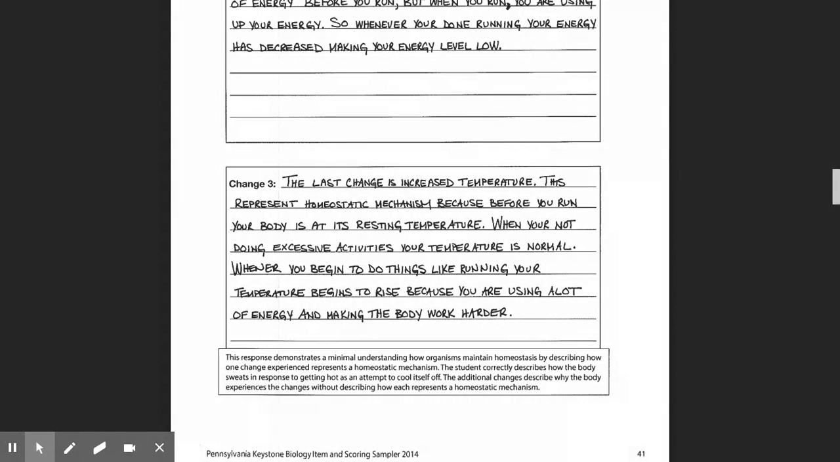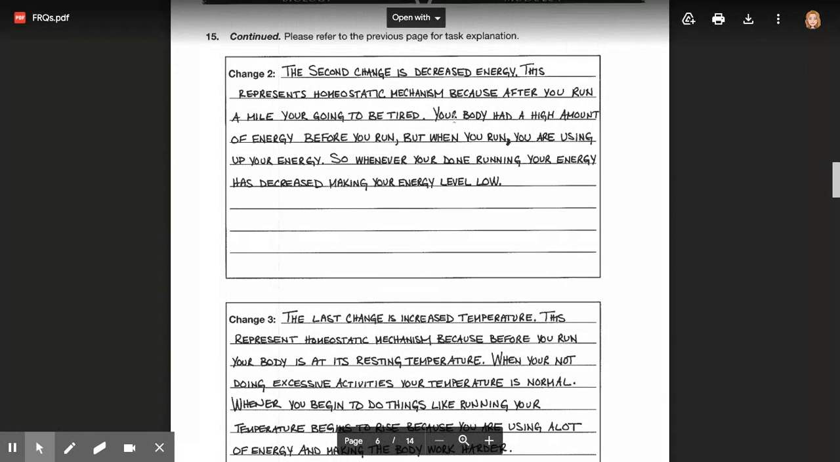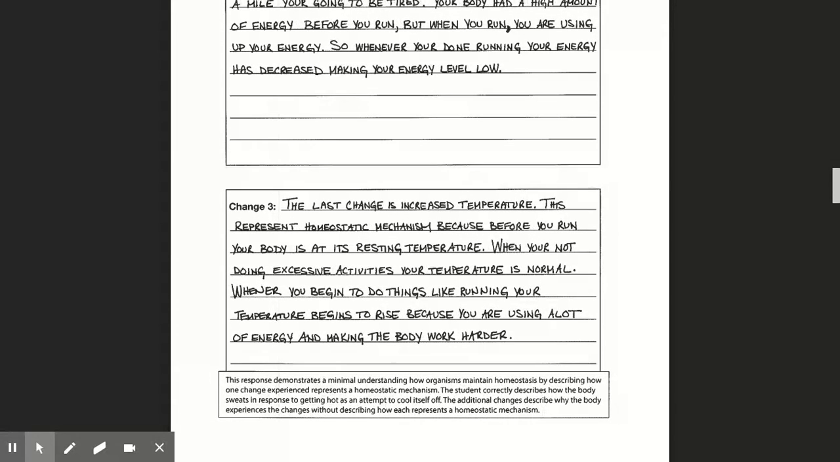The student does correctly describe how the body sweats, but the other changes like increased temperature and decreased energy don't really show anything. Like they talk a lot but don't say a lot.